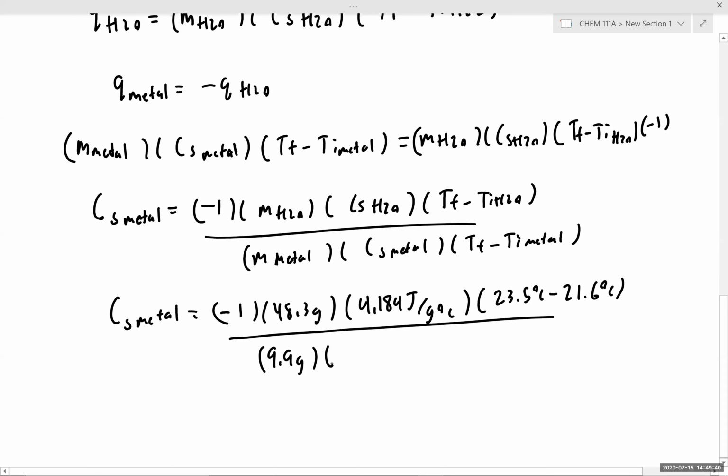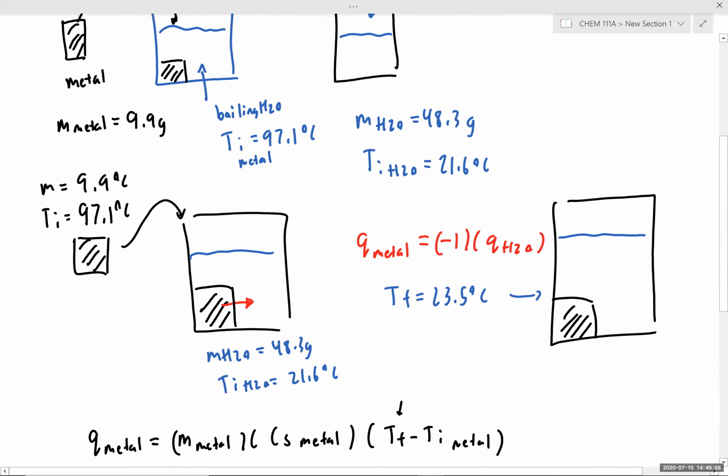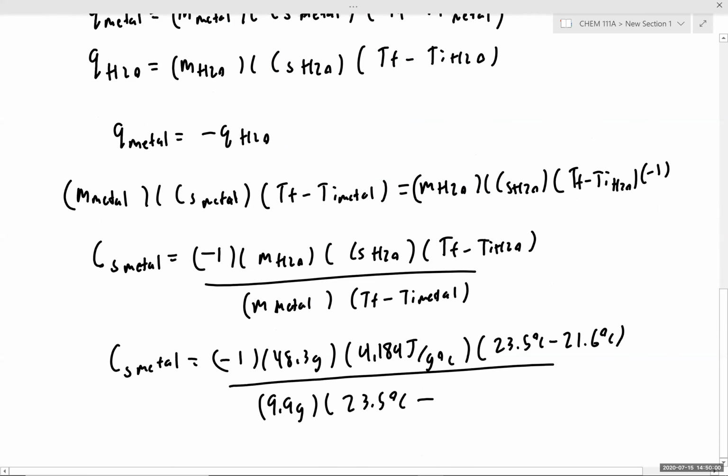times the, not the specific heat, just the T final minus T initial of our metal. So the final temperature of our metal is the same as water, 23.5 degrees Celsius, minus the initial temperature of our metal, which was 97.1.